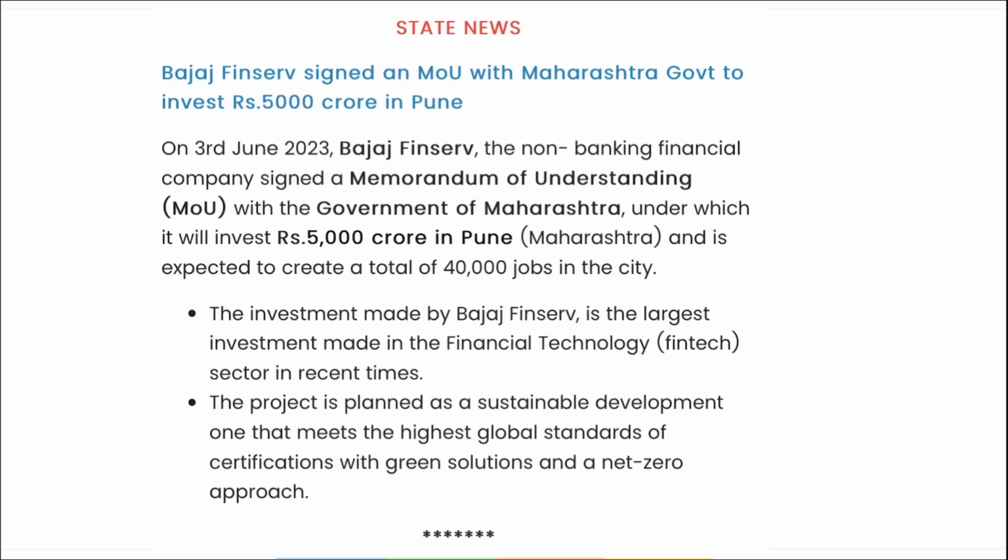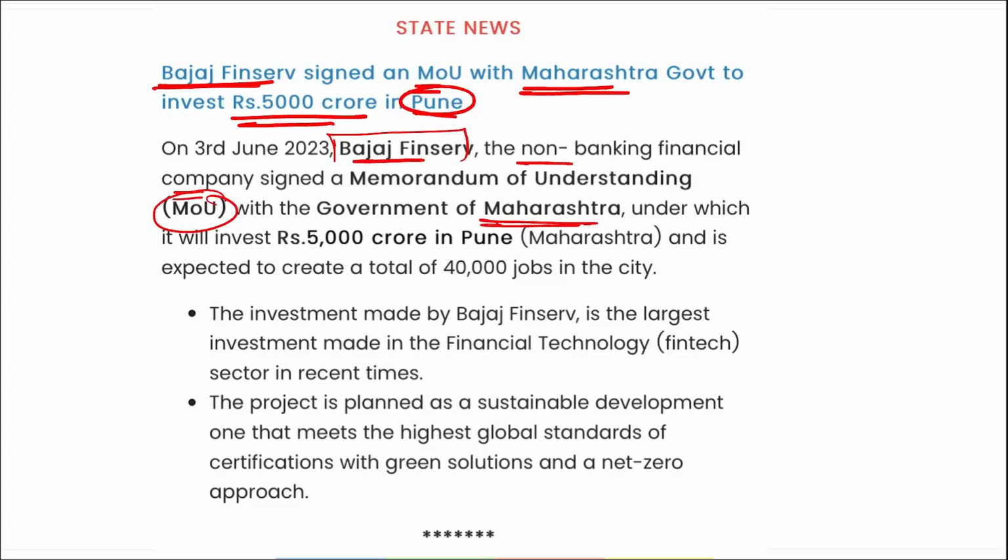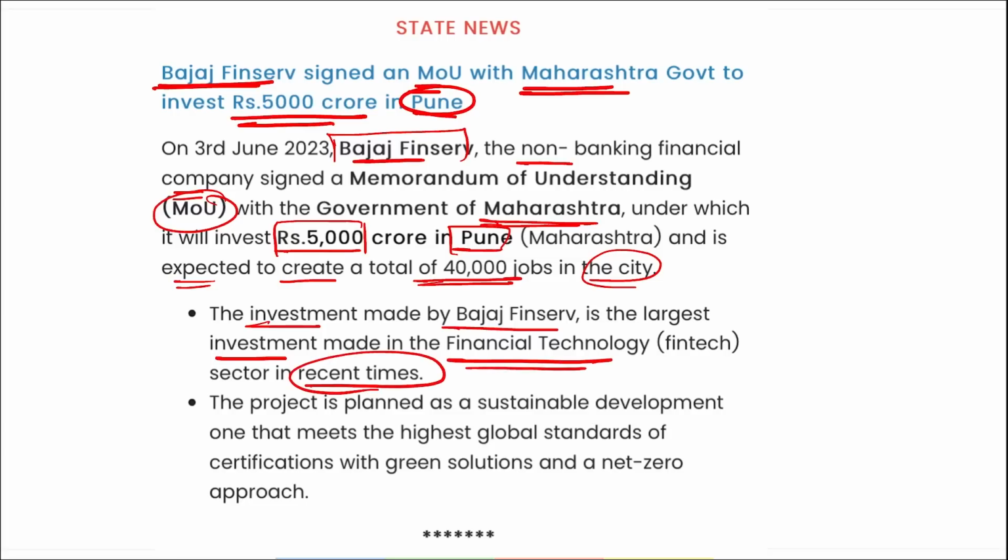Next, Bajaj Finserv signed an MOU with the Maharashtra government to invest 5,000 crore rupees in Pune city. I repeat, Bajaj Finserv, the non-banking financial company, signed an MOU with the government of Maharashtra, under which they will be investing 5,000 crore rupees in Pune, Maharashtra, and it is expected to create a total of 40,000 jobs in the city. The investment made by Bajaj Finserv is the largest investment made in the financial technology sector in recent times, right?